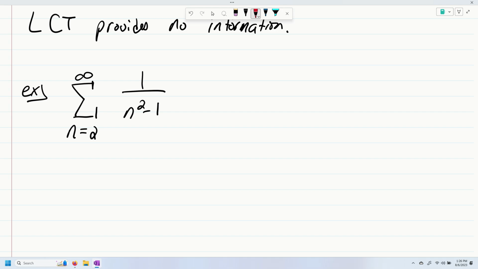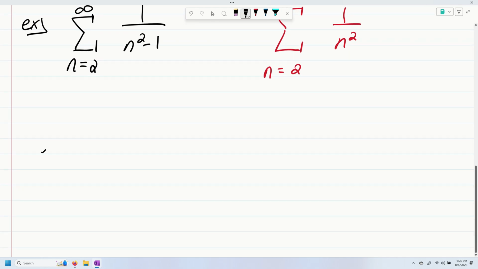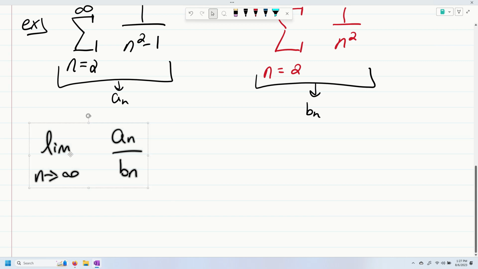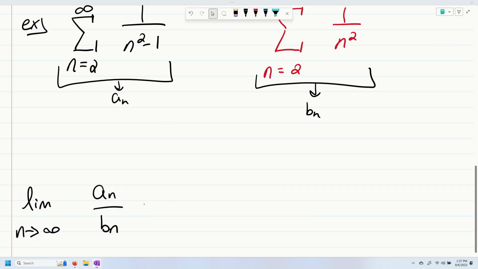Now, we're still going to use this. It's just we're going to use it in a different way. We're going to start it at 2. And we're going to take the ratio of these two things. All right? So, we're going to find the limit as n goes to infinity of a sub n over b sub n. This is a sub n. Here's our b sub n. So, let me give myself a little bit of space here. I like that. So here's what we got.